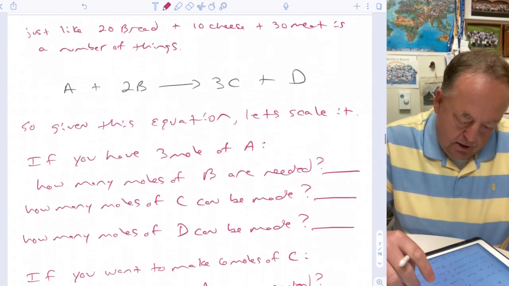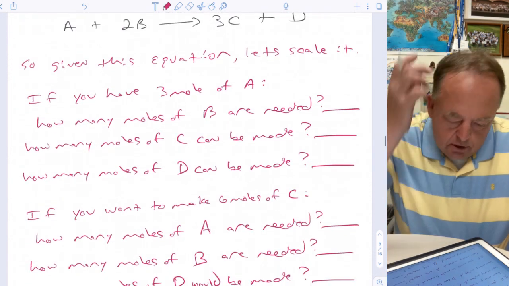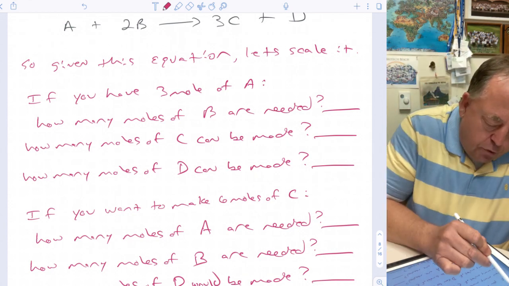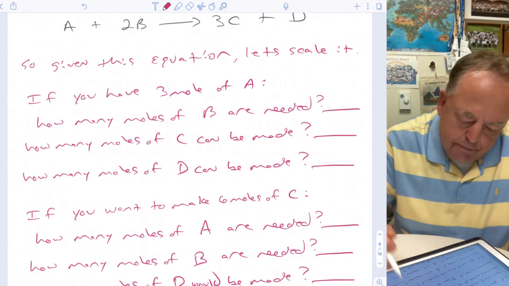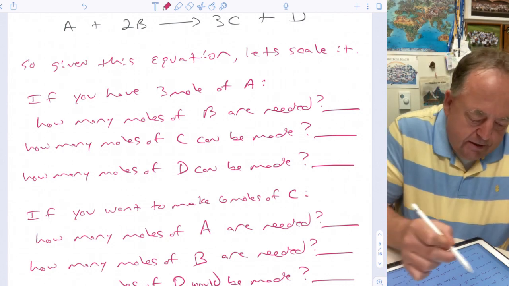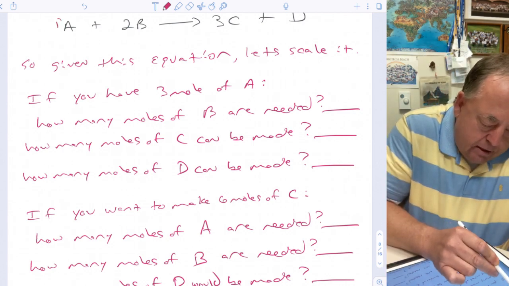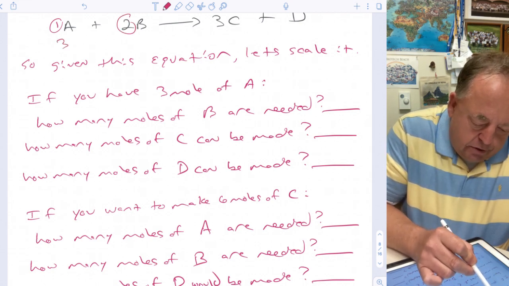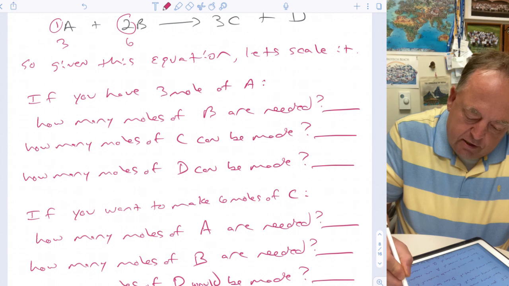Okay. So given this equation, then let's scale it. So what if you had 3 moles of A? Then I could ask how many moles of B do you need? So it always has to be in a 1:2 ratio. So if you had 3 of these, then you would need 3 times 2, you would need 6 of these, right?